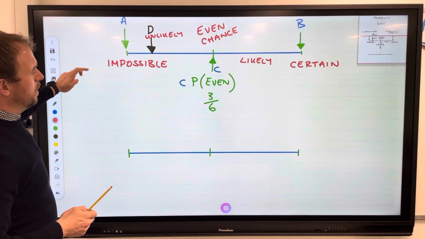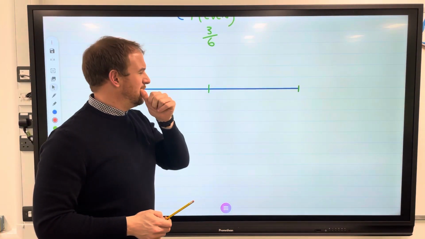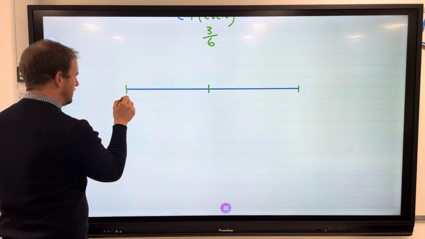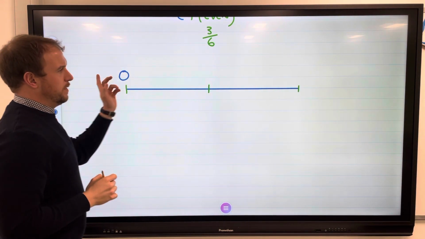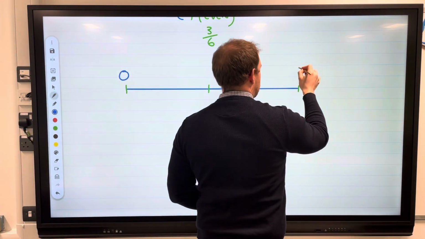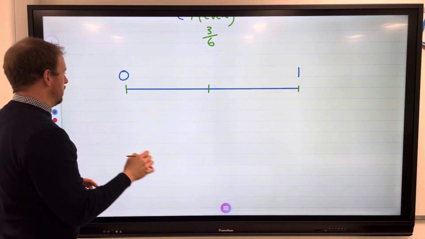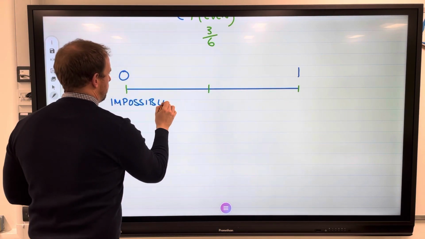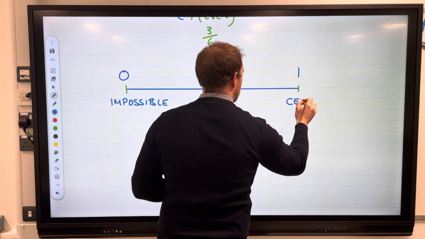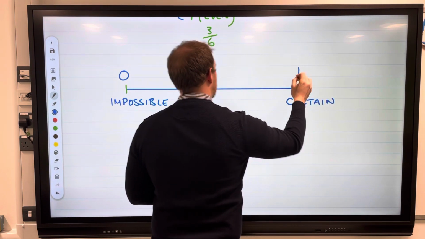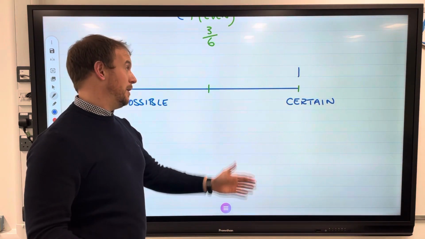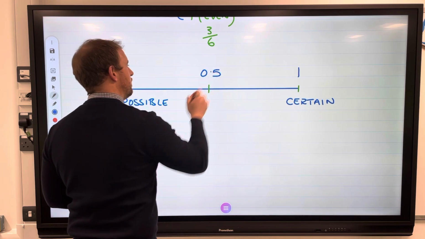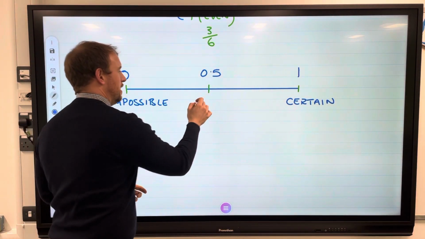So then, with this scale, let's look at some decimals. So impossible is always on the left-hand side, that is 0. Over this side, certain is always 1. Always 1. So again, this is impossible this side. This is certain on this side. Look at the numbers. Think even chance in the middle, halfway between 0 and 1 would be 0.5. Okay, that there is an even chance.